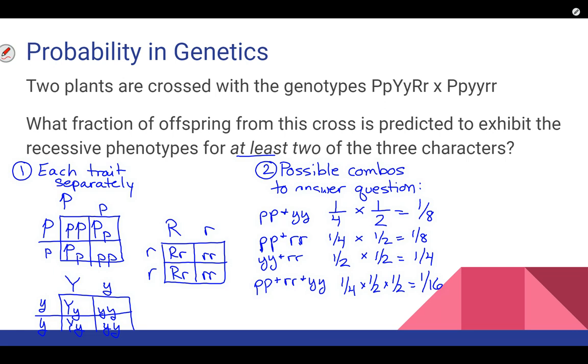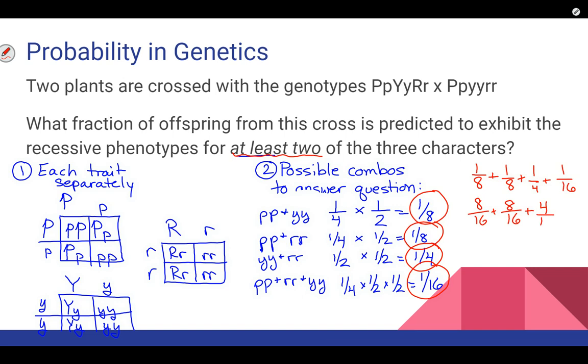So what this question is actually asking, these are all of the possible things that would give us at least 2 recessive traits. And it's asking, what are the chances of having this or this or this, or this, of having any of these combinations. So if we're saying or, what are we going to do with all of these fractions now? We're going to add them up. So we have 1/8 plus 1/8 plus 1/4 plus 1/16, which I just need to rewrite this because math and me are not, it's Monday.